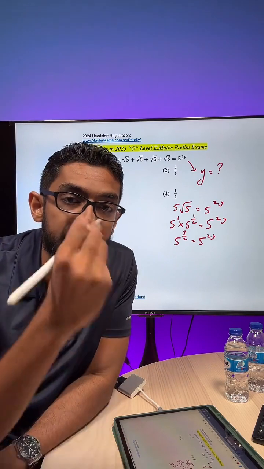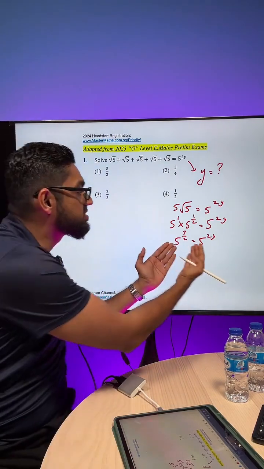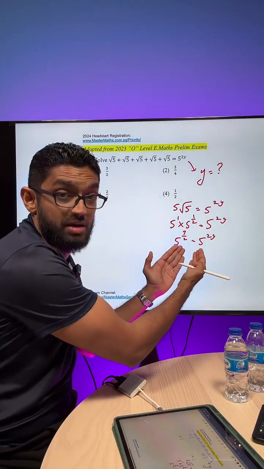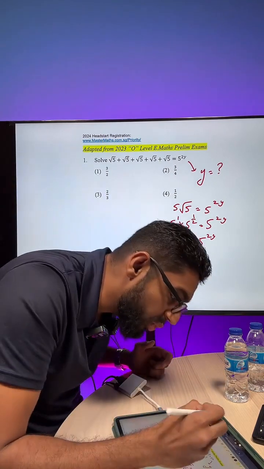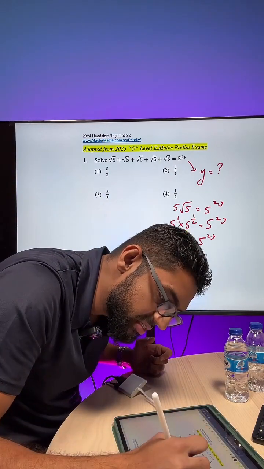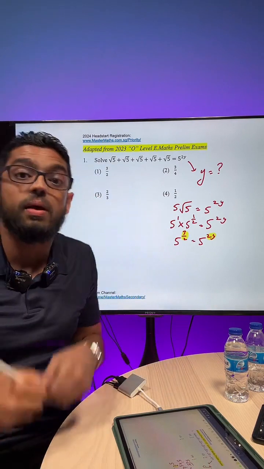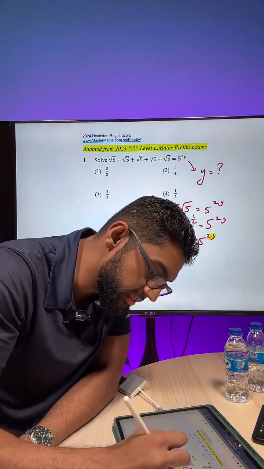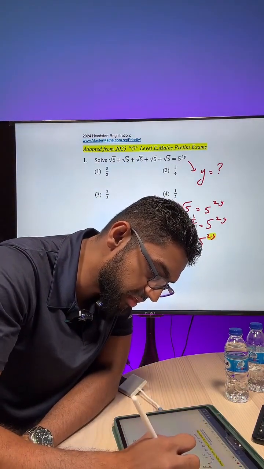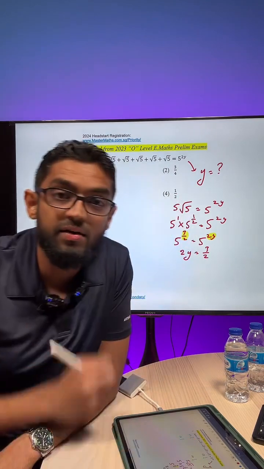And now, my friends, we can equate the powers. There's a reason why we made the base the same, so that now we know that the powers are equal to each other. Meaning, 2y is the same as 3 over 2. Okay, friends?